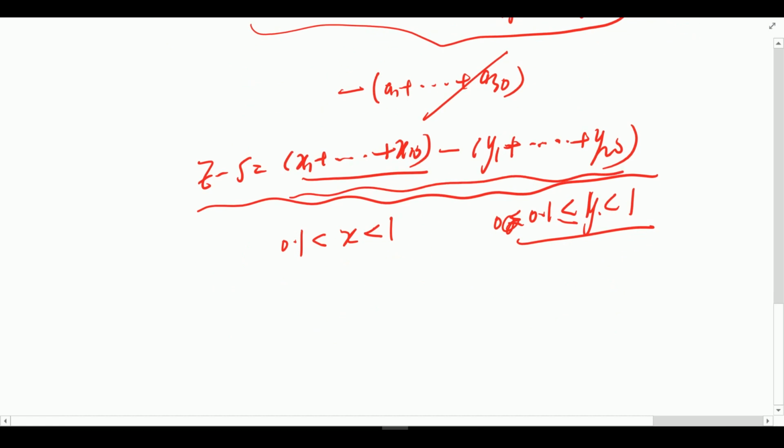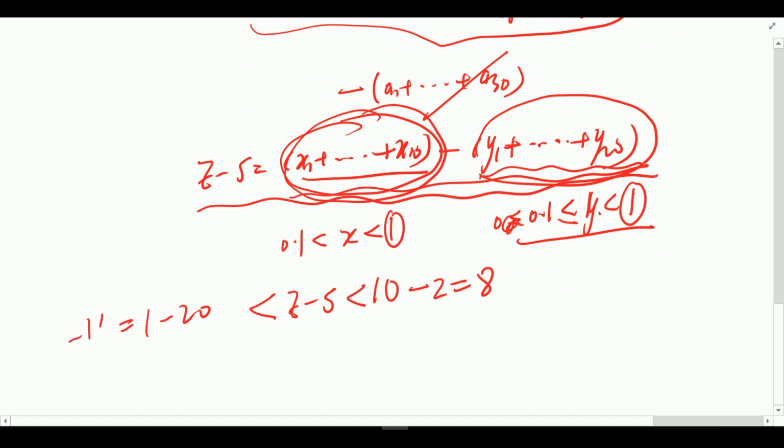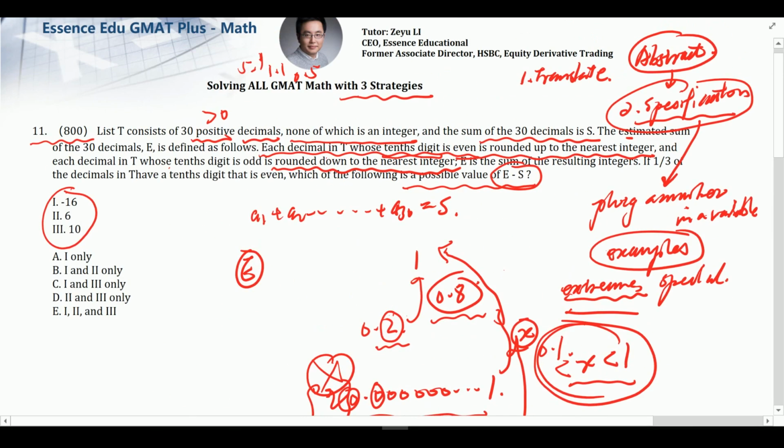So what is the maximum? The maximum is the maximum of this minus the minimum of this. Agree? So E minus S is less than, the maximum is 10, minus the minimum of this, 0.1 times 20, that is 2. It must be less than 8. Greater than what? The minimum is the smallest for this one, which is 1, then minus the maximum for this one, which is 1 times 20. This gives me minus 19. So E minus S, from my extreme example, I know the boundary is from minus 19 to 8. Agree? So therefore, let's come back. So 10 is wrong. Must be from minus 19 to 8. Okay? So the other two belong to this boundary.